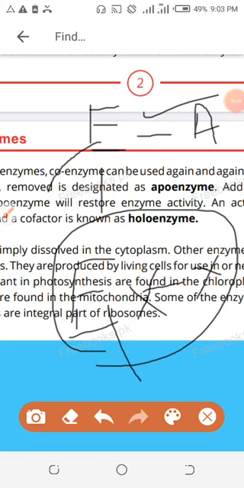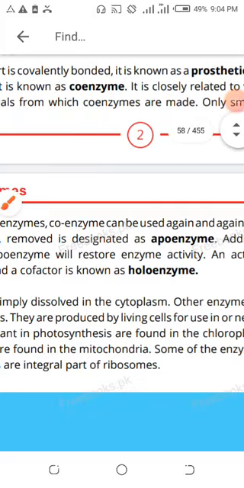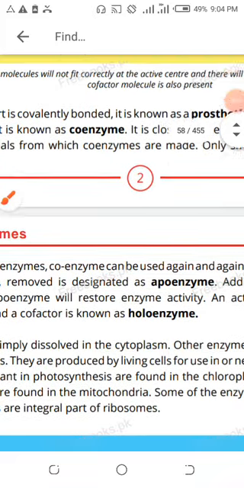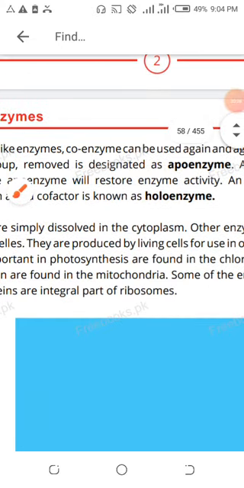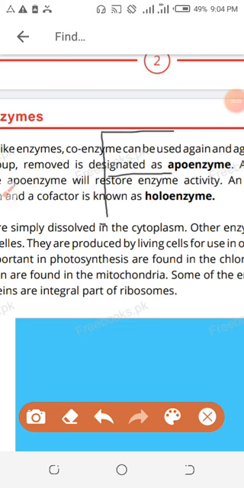So if enzymes are working with cofactors, those types of enzymes which need cofactors, and their cofactor is removed, mechanically by someone or due to disease, what will happen? Just hold on, we do this one. So this enzyme works with a cofactor, okay. I remove the cofactor, this is apoenzyme. I was slow because I wanted to give you a precious concept here.